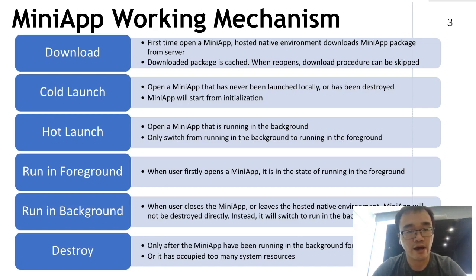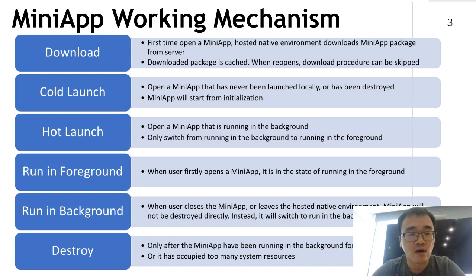And first, here I list 6 working mechanisms. And the first one is download. It means that the first time the user opens a MiniApp, the hosted native environment, such as the hosted app, will download the MiniApp package from the backend server. And then the downloaded package is cached locally. And when the user reopens this same MiniApp, the download procedure can be skipped, which can let the user open the MiniApp more quickly.